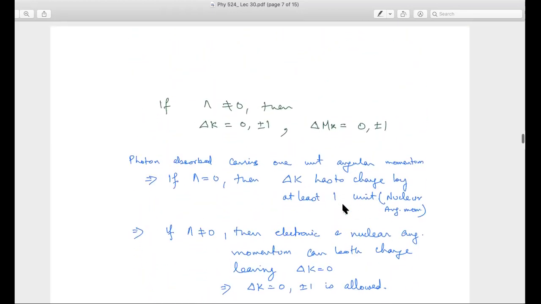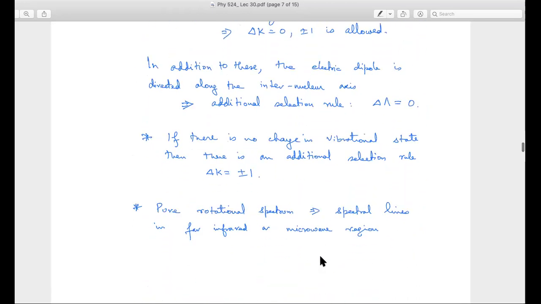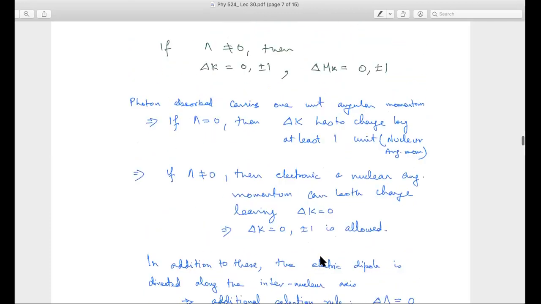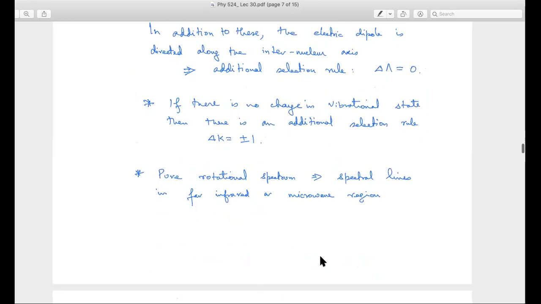So that's your angular momentum selection rule without doing an explicit calculation, just motivating it phenomenologically. In addition to this, the electric dipole is always directed along the z-axis, which is the internuclear axis. Because of this, you will have this additional selection rule that delta lambda has to be 0. I'm not deriving this, I'm just stating it, but you can also derive it. So that's the first half, the angular momentum selection rules.